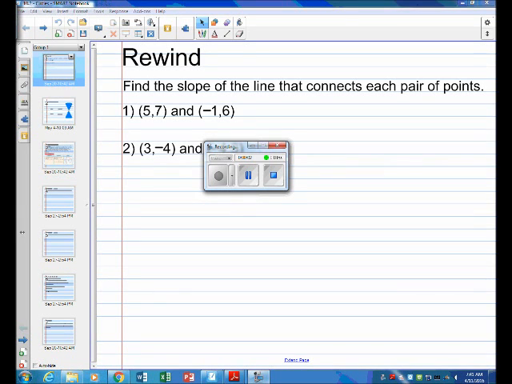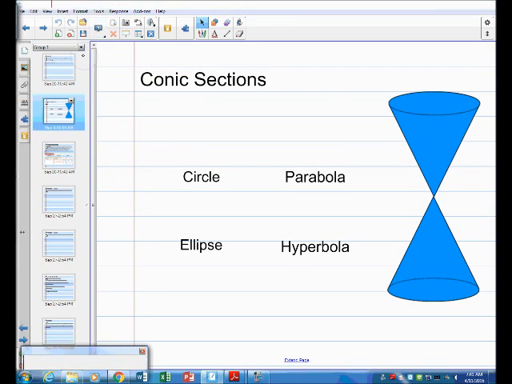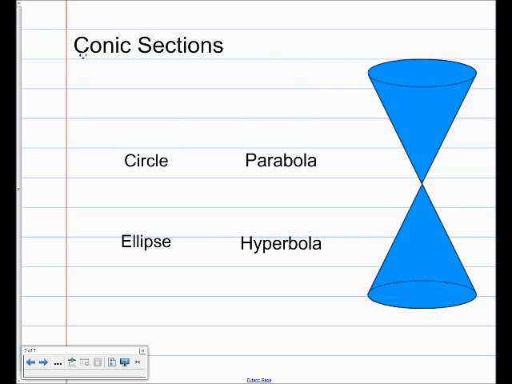All right, so what we're going to do today is start a new unit called Conic Sections. If you look here, there's not really anything to read, but these are the 4 conic sections that we are going to look at. We've already done a lot of work with parabolas. Do you guys remember the unit we did where we did parabolas?